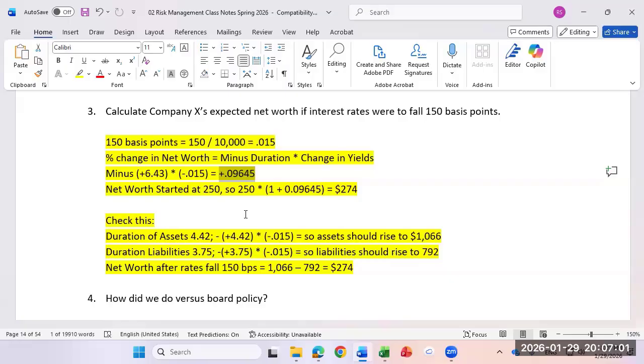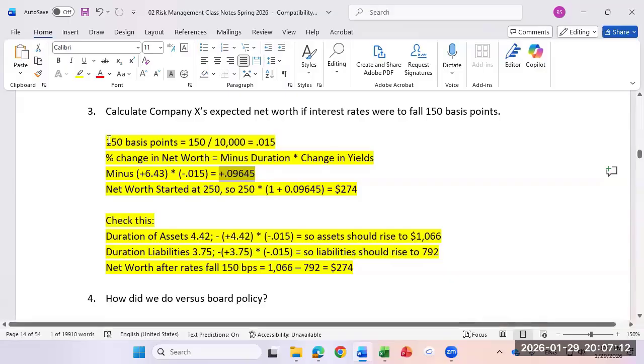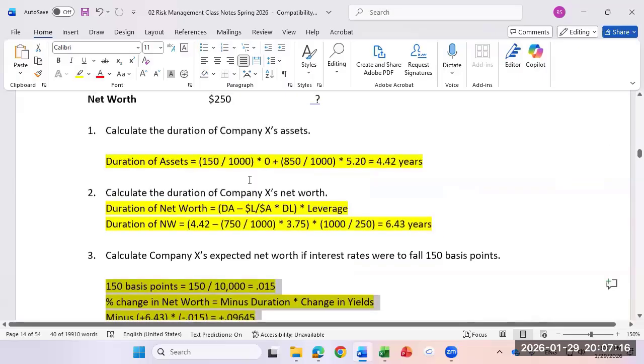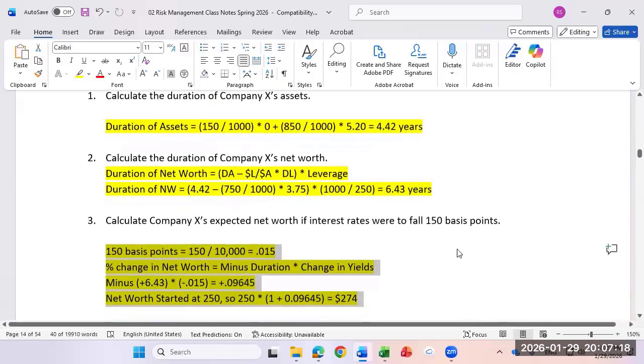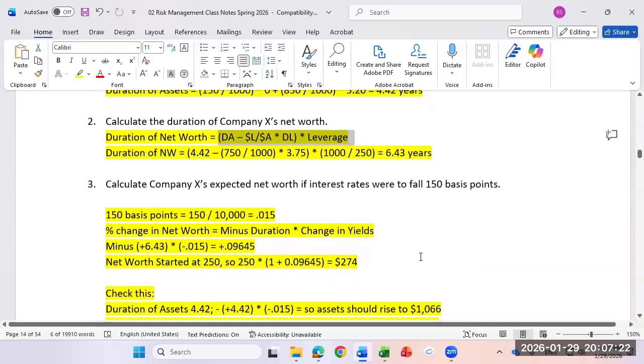That's kind of Silicon Valley's scenario, except for what? Interest rates didn't fall. What did they do? They rose, so they went the opposite direction. Questions on this? Can you go back to two for a second? We'll do this many, many times, so you'll just have to get used to that formula.